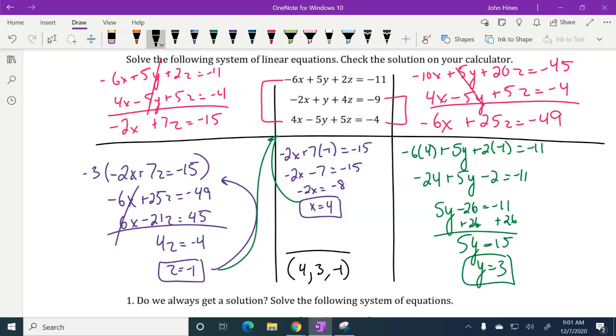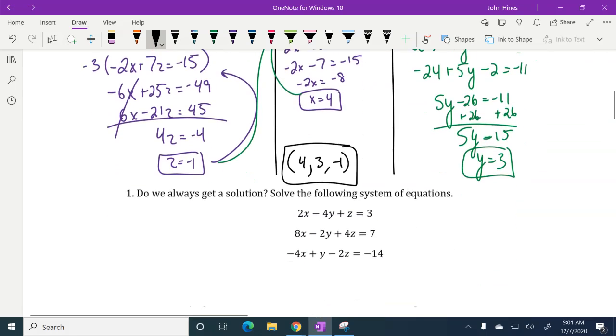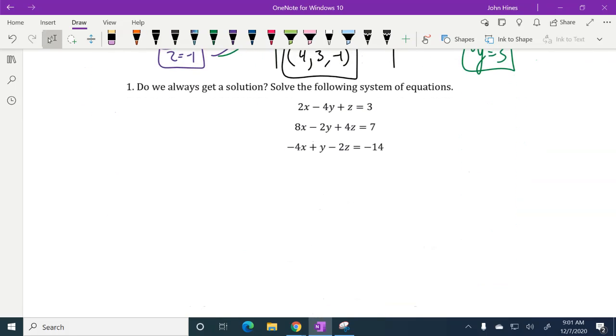And I will make a separate video, because this computer I'm on right now doesn't have the calculator. I'll make a separate video walking you through how to do this on the calculator. Do we always get a solution? So when we solve these, do we always get a solution?